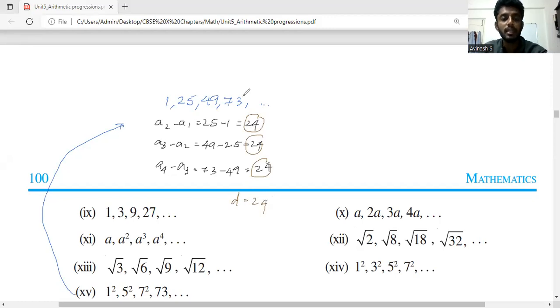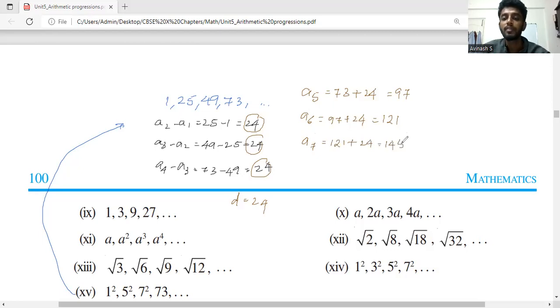And we can find the next three terms by adding 24. So fifth term will be 73 plus 24. This will be 97. Again, sixth term will be 97 plus 24. So likewise, we can keep adding. So this will be 121. Again, seventh term will be 121 plus 24. And this will be 145.